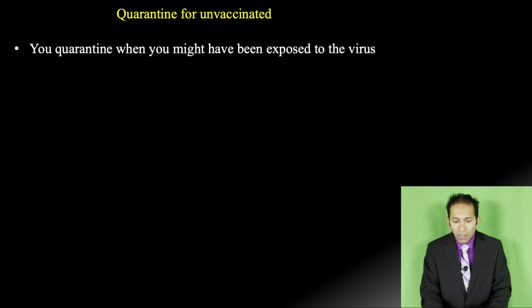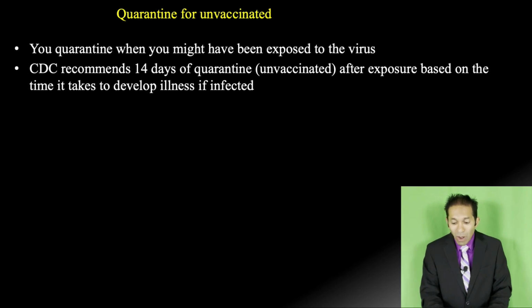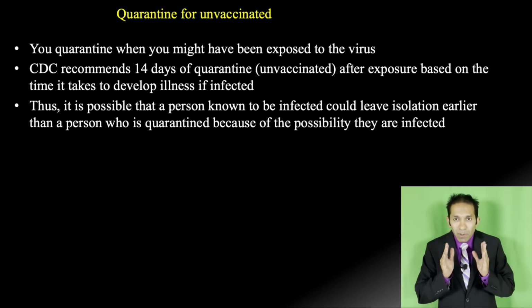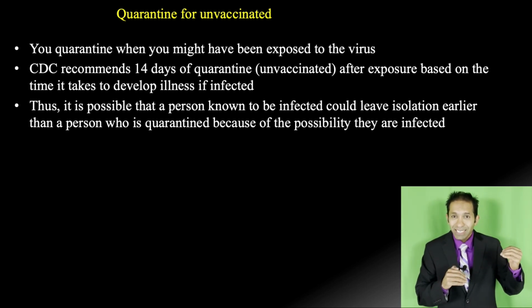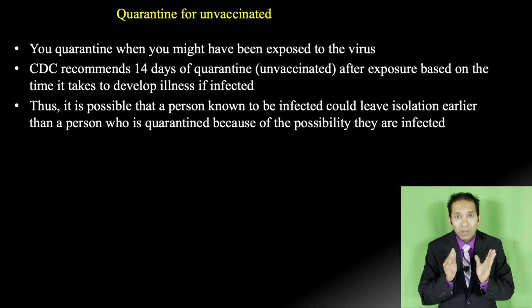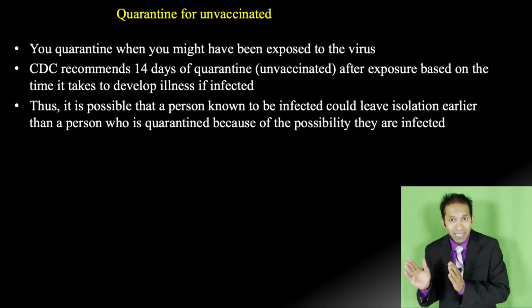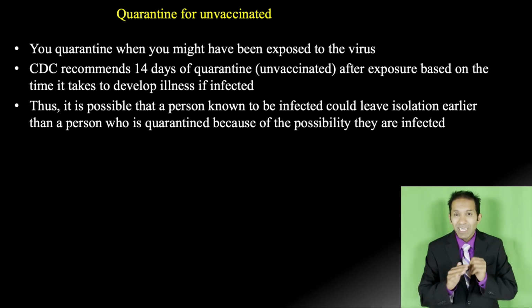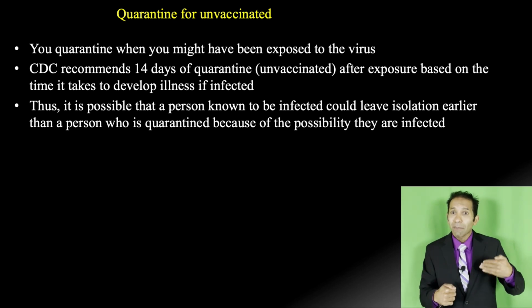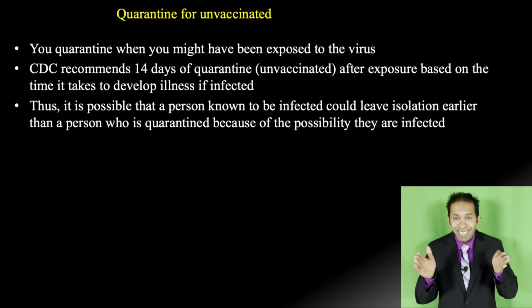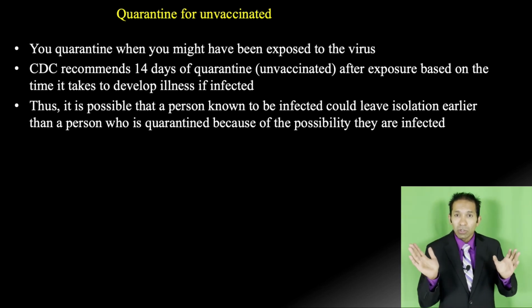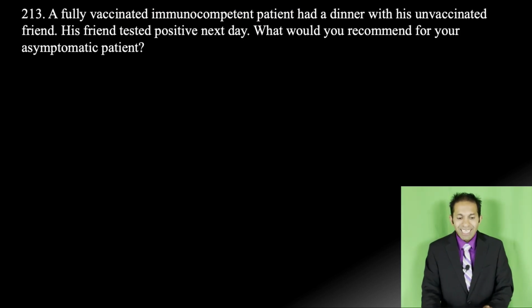You quarantine when you might have been exposed to the virus. CDC recommends that patients who have not got vaccination, we should quarantine them for 14 days. Now, patients who have been exposed to a COVID-19 patient and are unvaccinated, if they test positive, you can discontinue their isolation after 10 days. But if you don't test them, if the patient has no symptoms, an unvaccinated patient who has been exposed, you quarantine them for 14 days. So if you test somebody and they are positive, you stop the isolation in 10 days. Okay, so let's go to the next slide and do one question.